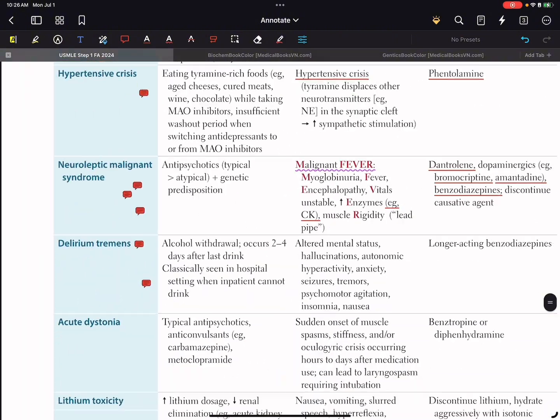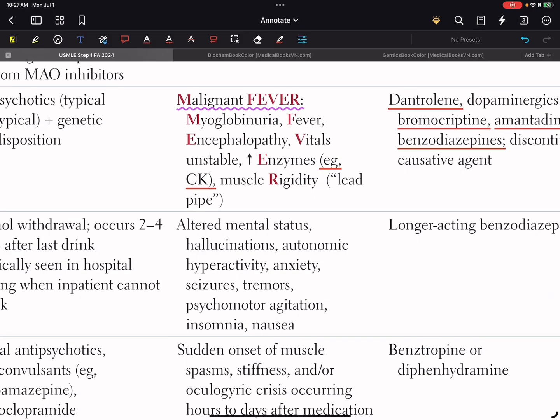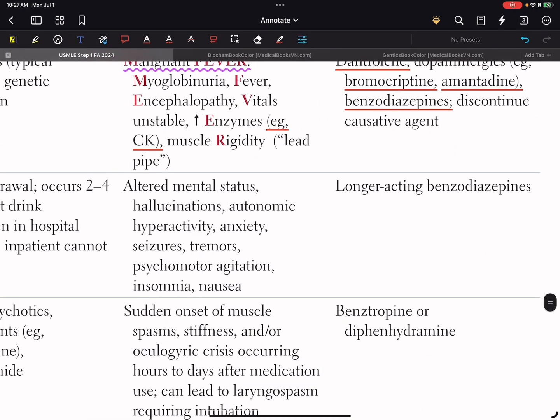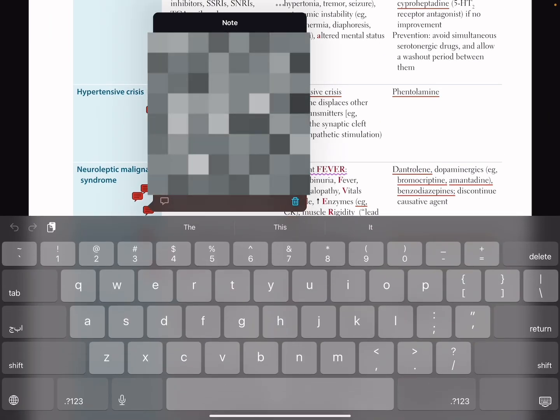Okay, then delirium tremens. Alcohol withdrawal occurs 2 to 4 days after the last drink, as seen in hospital settings when an inpatient cannot drink: altered mental status, hallucinations, autonomic hyperactivity, anxiety, seizures, tremors, psychomotor agitation, insomnia, nausea. Long-acting benzodiazepines are the treatment. Okay, longer-acting benzodiazepines. So they may ask about a patient who came to the hospital with increased activity of the following. It is NMDA, because chronic use of alcohol will lead to GABA receptor downregulation and NMDA receptor upregulation. So when you stop it, the upregulated NMDA receptor will lead to the withdrawal effect of alcohol.